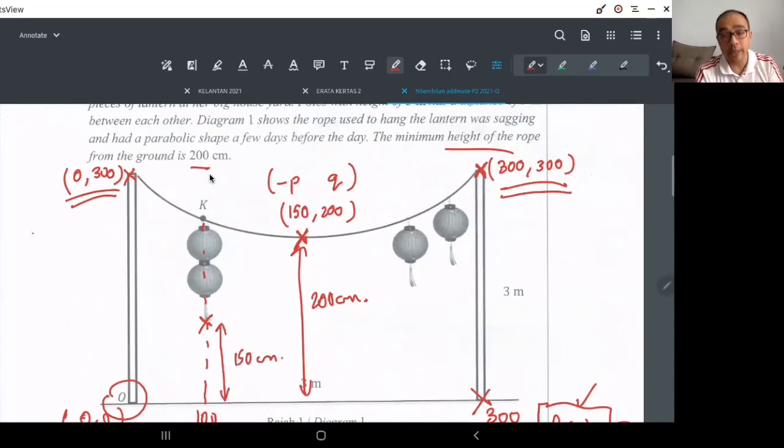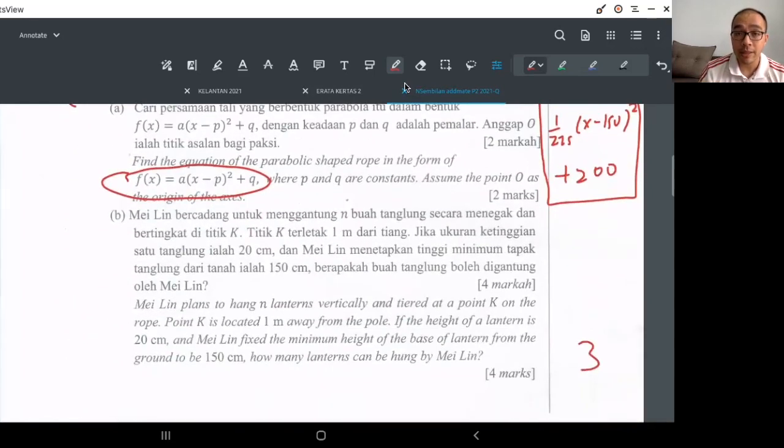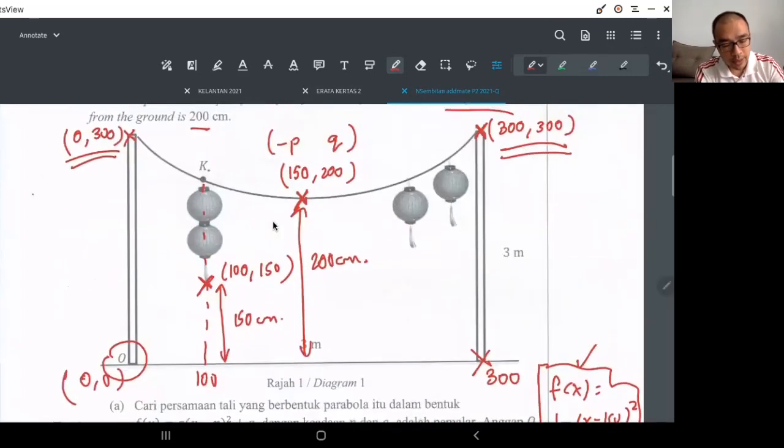So you know that the minimum coordinate now has become 100 and 150. The new x and y coordinate has become 100 and 150. The question is, how many lanterns can be hung by Maylin? So I want to know what is this y coordinate here. This is 100 and this is y. I want to know what this y coordinate is, and then I minus the 150, to get how many lanterns I can hang over here.